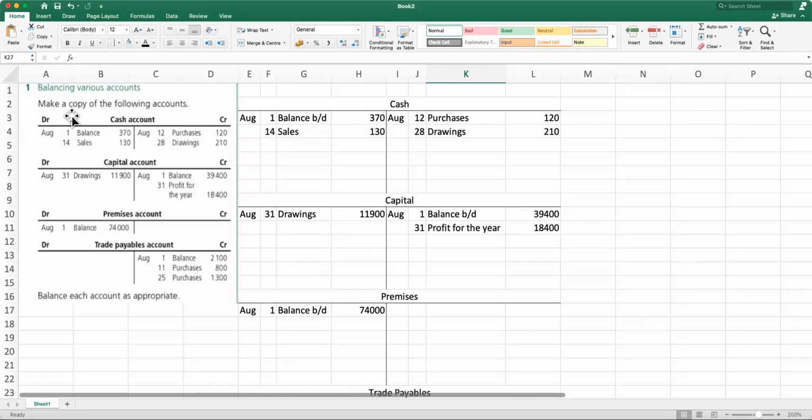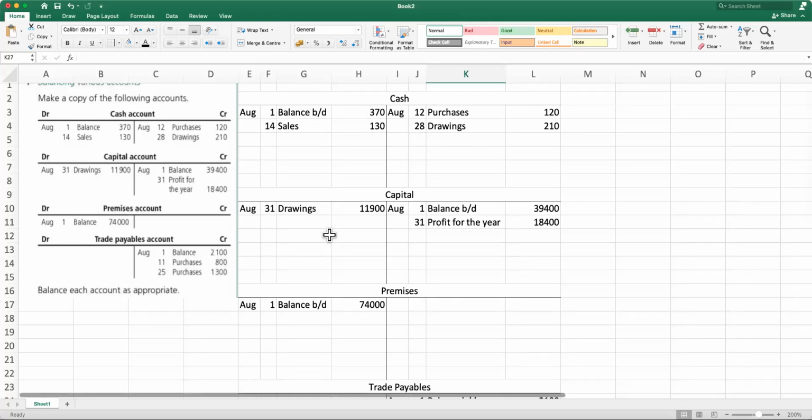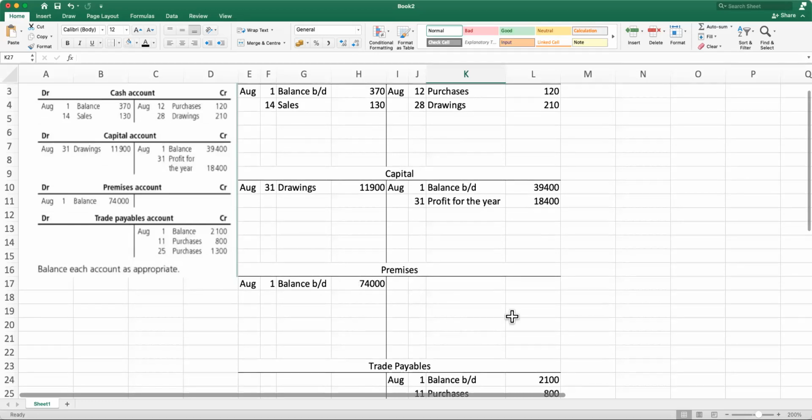So we're looking at number one, balancing various accounts. Make a copy of the following accounts, done already, and then balance each account as appropriate. So what we need to do here is find the balance in our cash account, capital account, premises account, as well as our trade payable account.